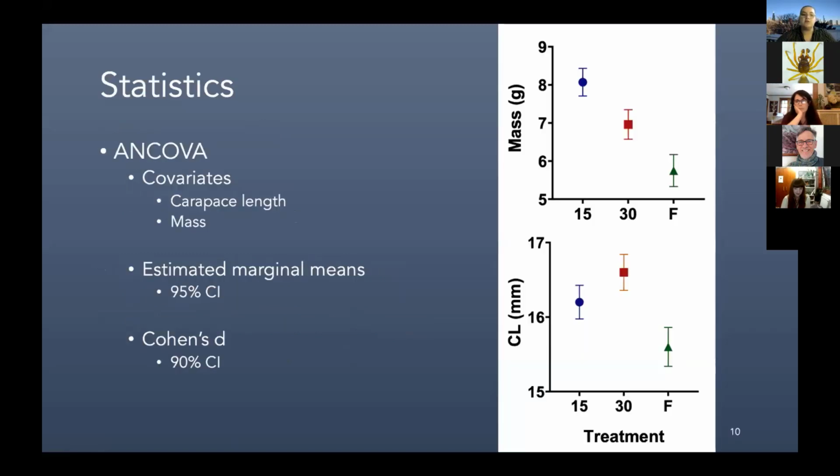For our statistics, we used an ANCOVA to take out the effect of carapace length and mass. These are the masses for each temperature acclimation and the carapace lengths as well. We estimated the marginal means of each of these, both standard metabolic rate and CO2 production during exercise. And then we used an effect size, which is Cohen's d, to look at the effect of treatment.